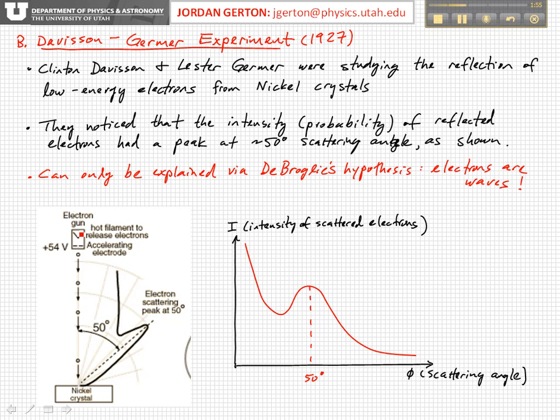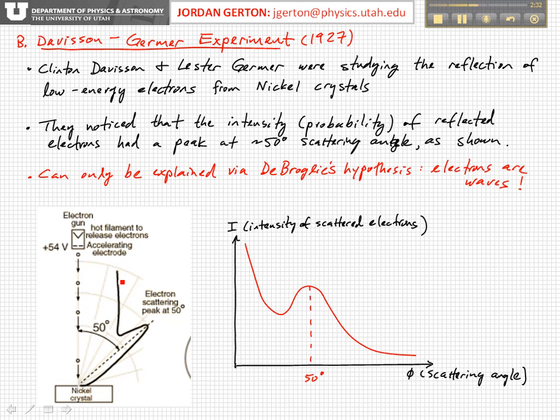So they were accelerating these electrons, and then they were basically directing them onto a nickel crystal and looking at the electrons reflecting off this crystal, and they had a detector which could actually measure the number of electrons per unit time. So that is something proportional to the intensity of the electrons as a function of the angle here, the scattering angle between the electron beam that they shine on the nickel crystal and their detector direction.